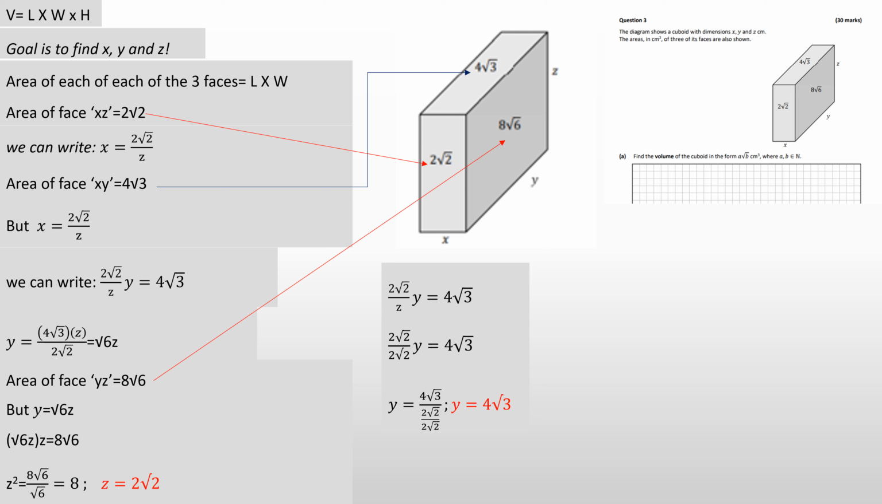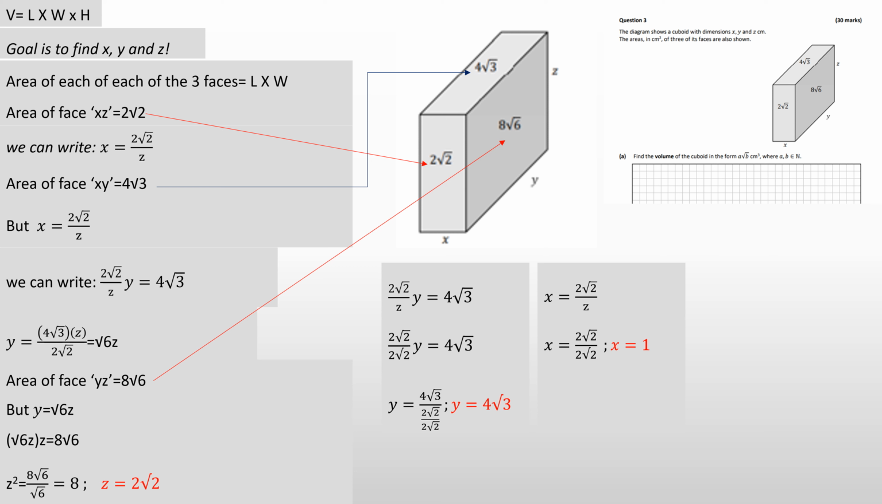So when you get the value of y, you can do the same for x. We know that x is equal to 2 root 2 over z. So we just substitute the z value there. The z value is 2 root 2. So you end up with x equals 2 root 2 over 2 root 2, which is just 1. So x equals 1. So now you have the value for x, the value for y, the value for z.